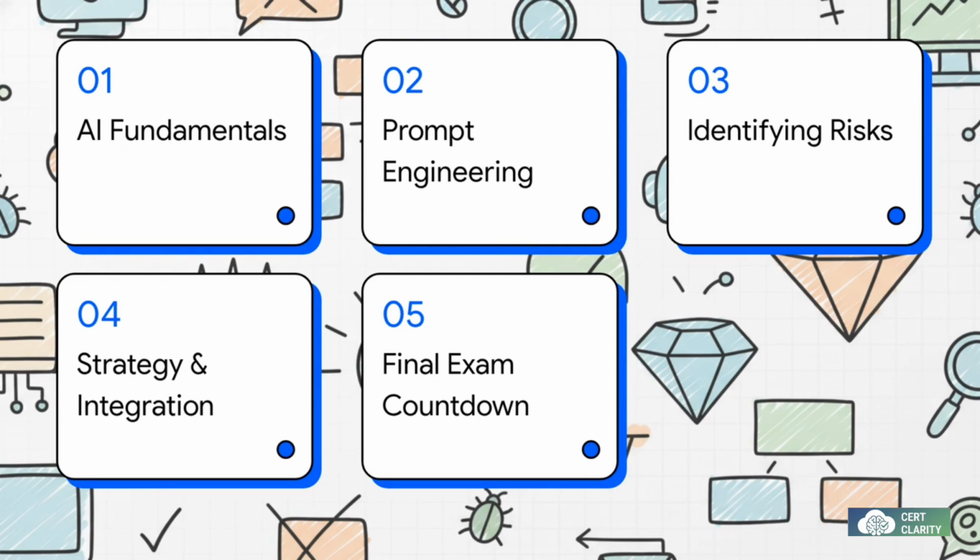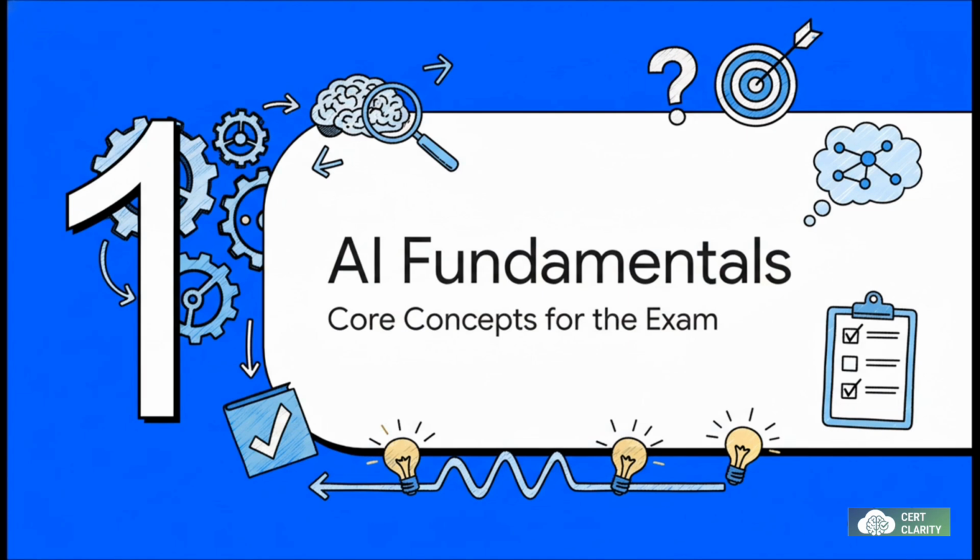Okay, so here's our game plan. We're going to move through this in 5 logical sections, and this perfectly mirrors the official syllabus. We'll kick things off with the fundamentals, then get practical with prompt engineering. After that, we'll cover the really critical topic of risks, then zoom out to look at strategy, and finally, we'll wrap it all up with a rapid-fire exam countdown. This whole thing is designed to build your knowledge up one solid brick at a time.